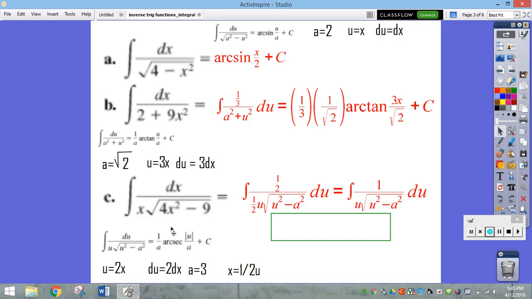So all I have to do now is just plug in my a and my u and my a, and I'm ready to go. So 1 over a would be 1 over 3, and then the absolute value of u would be the absolute value of 2x over a, which would be 3. And so that would be the antiderivative for C.